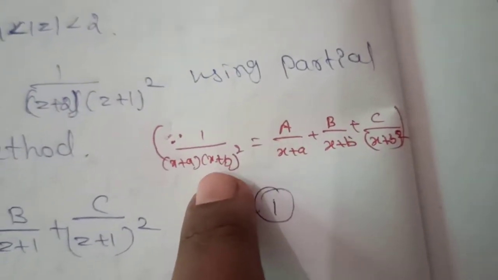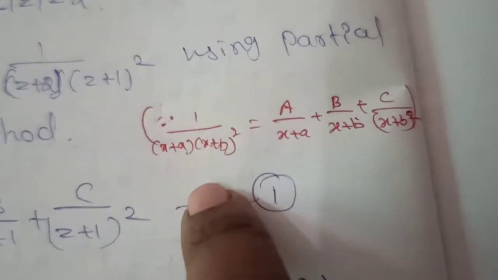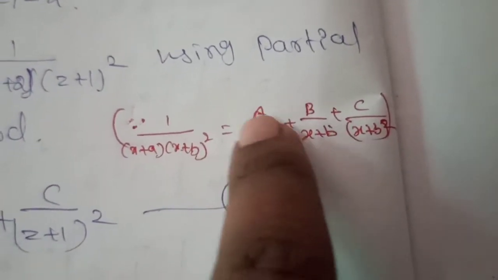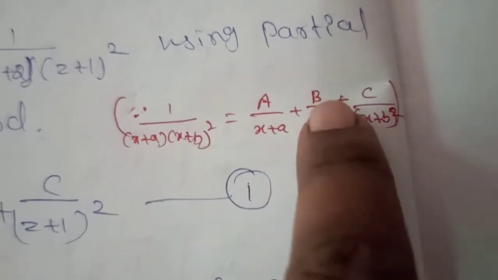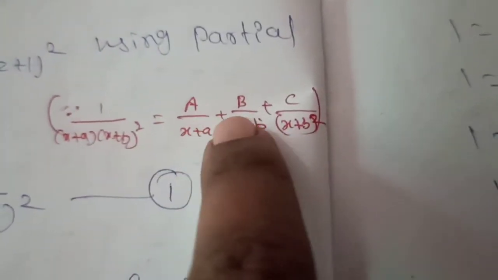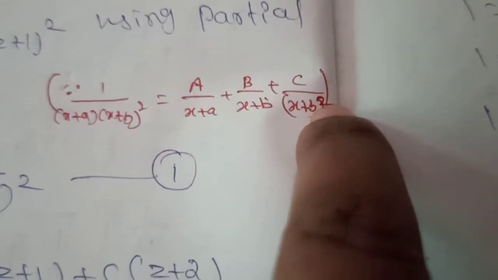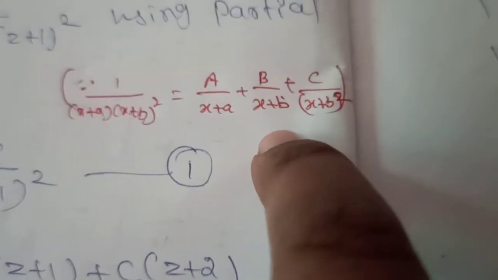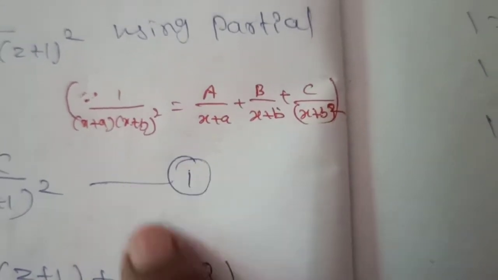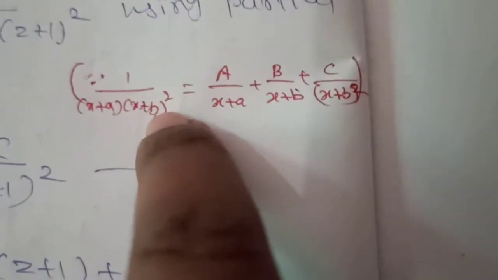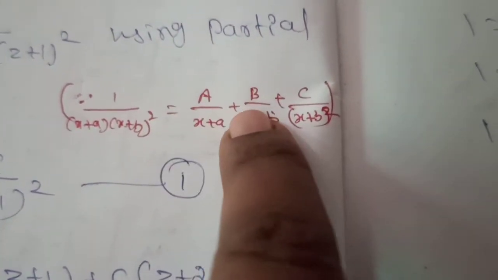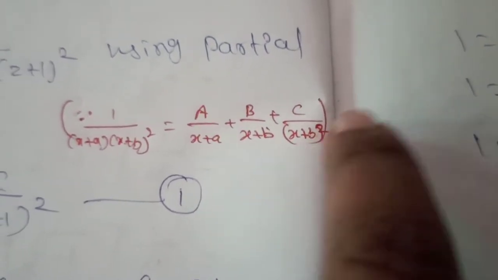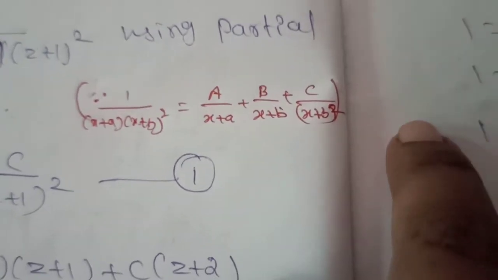Let me show the examples of partial fractions. Suppose you have 1 divided by (x+a)(x+b)^2. We can take a divided by x+a plus b divided by x+b plus c divided by (x+b)^2. If the power is 3, (x+b)^3, we take b divided by x+b plus c divided by (x+b)^2 plus d divided by (x+b)^3. All of you can understand.